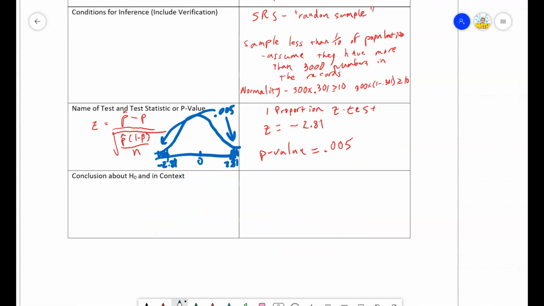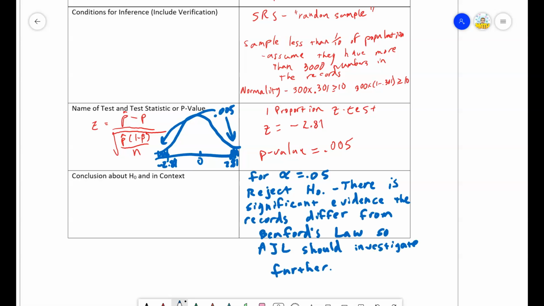Since alpha is 0.05, they never really stated it for us, so I would just use the same alpha all the time. We'll say alpha is 0.05, we would reject H0. Okay, so what does that mean in context? If you go to the accounting firm and say we reject H0, that's not going to have a lot of meaning for them. What this means is that there is significant evidence that these financial records differ from Benford's law, so they should investigate them further. So we always want to make sure our conclusion is in context, just like when we did a confidence interval, we'd say we're 95% or 99% confident of such and such.